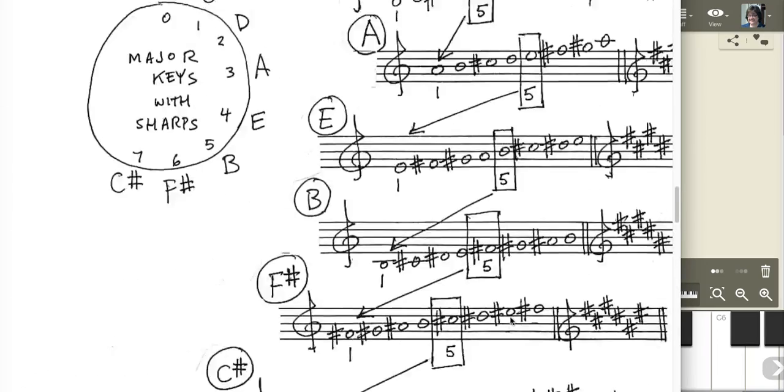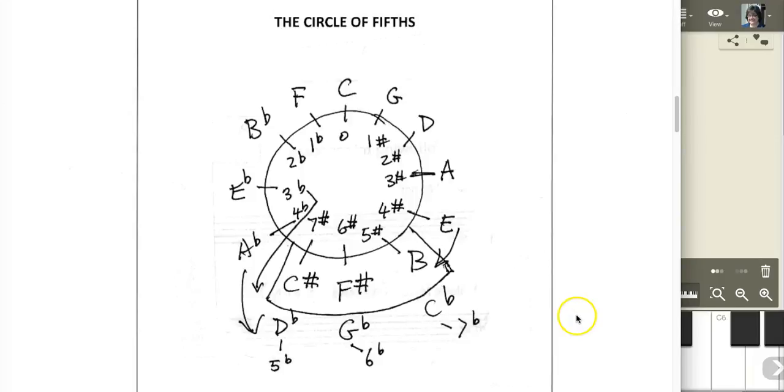So when we go back up here, don't forget that this is useful for major keys. There's another circle for minor keys, but the good news is the order of sharps and flats never changes. And this circle of major keys will just be flipped on its side to give us the minor keys.